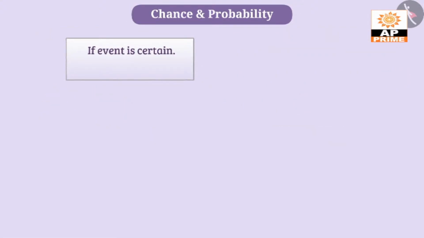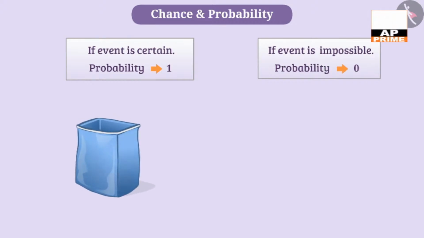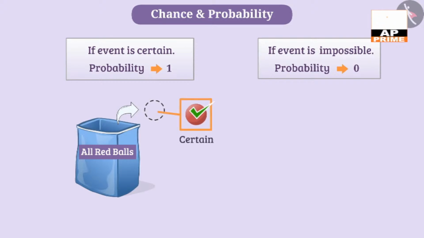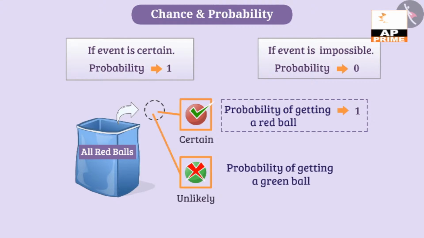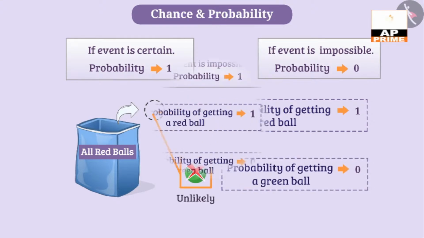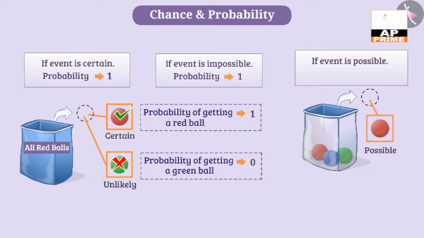If the outcome of an event is certain, the probability of that event is 1, and if the event is impossible, its probability is 0. Like in a bag containing all red balls, if a ball is taken out, then it will be a red ball. So, the probability of getting a red ball is 1. But it is absolutely unlikely to be a green ball. So, the probability of getting a green ball is 0. But when the event is likely to occur, then the probability is greater than 0 and less than 1.